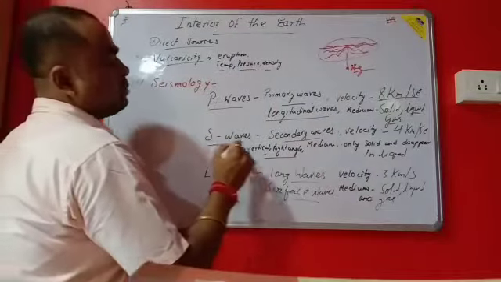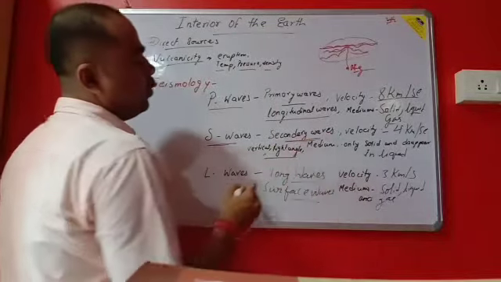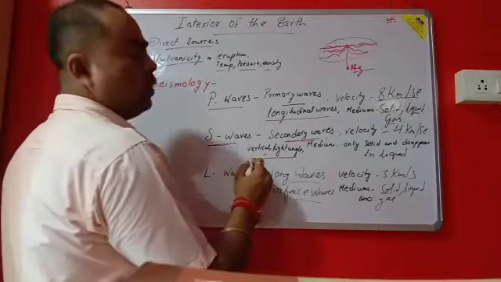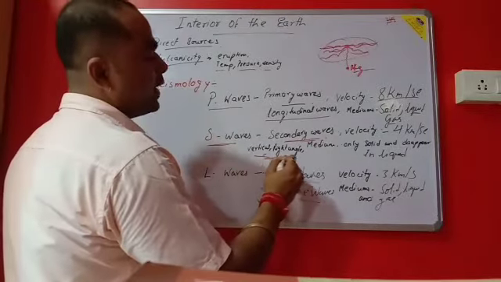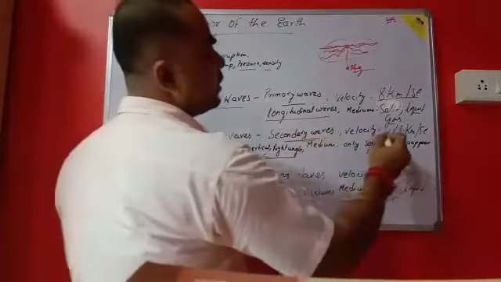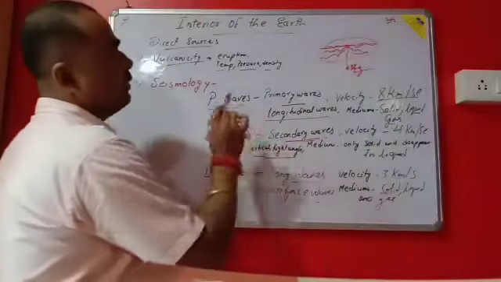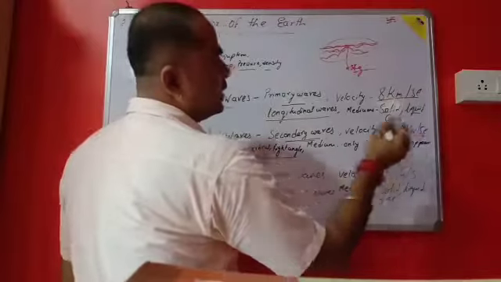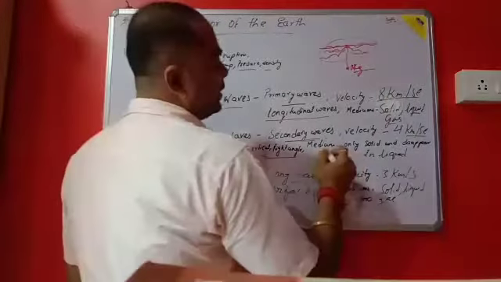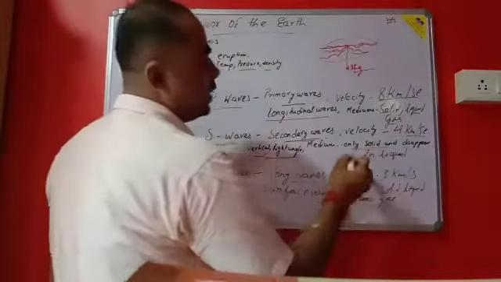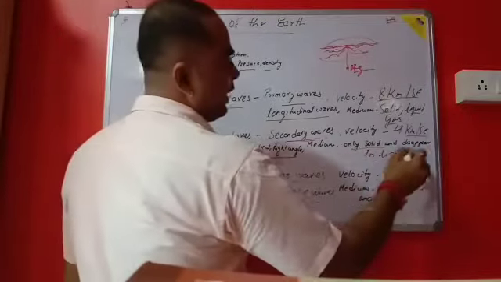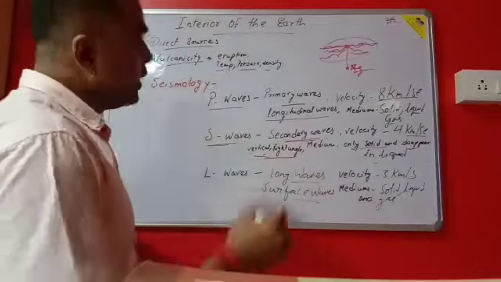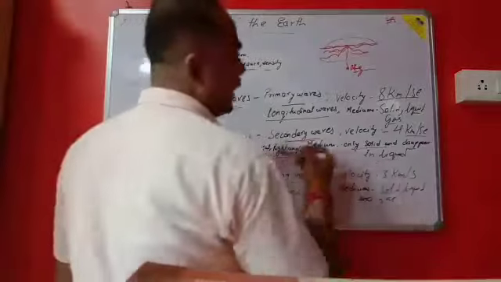Next is S waves, or we can also call them secondary waves. They are transverse waves, following a right angle path, and their velocity is lesser than P waves, that is 4 km per second, and they can pass only through solids. When it reaches a liquid, it disappears. These S waves disappear when they touch the liquid.